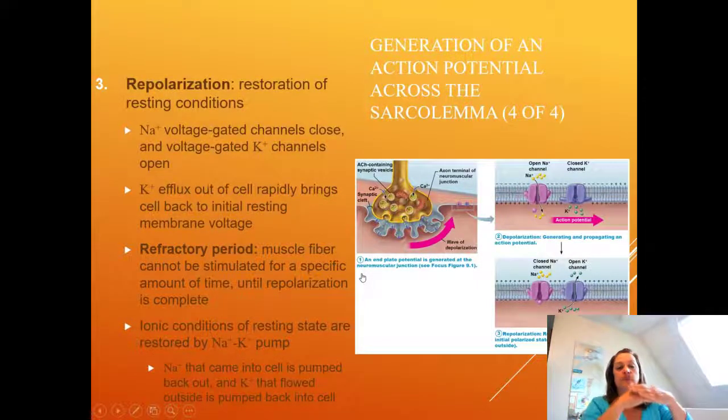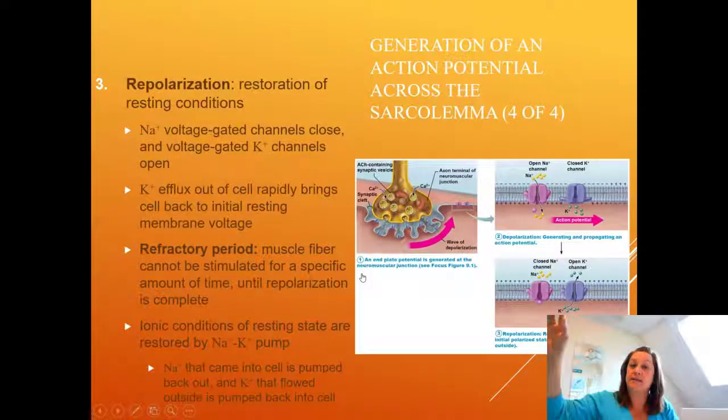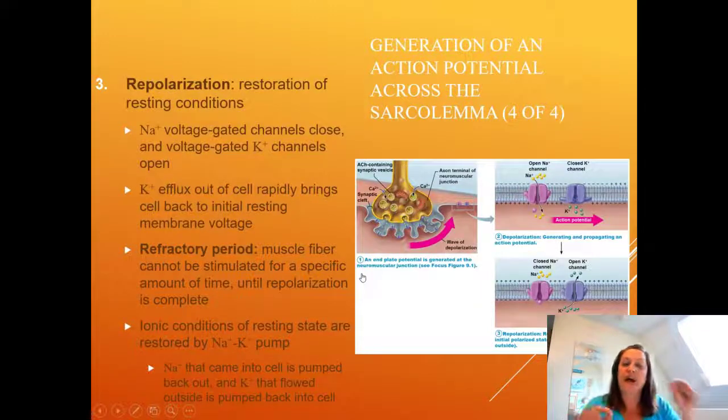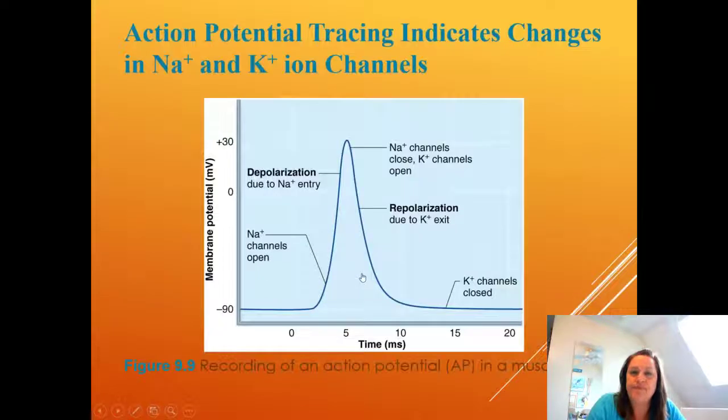The repolarization event is when the sodium channels close and the potassium channels open. We want that sodium to leave the cell because sodium is a positive ion, a cation. When the sodium came in, Na+, potassium goes out, K+. They're both positive ions, but we have to establish that resting membrane voltage if we want to be able to have a contraction, another one follow it up. And then something called the sodium-potassium pump is going to reestablish those concentrations.